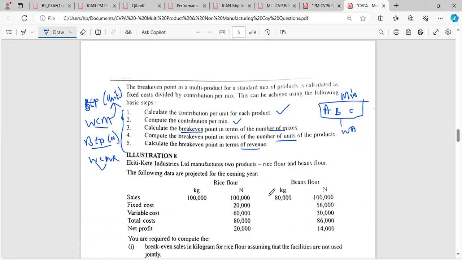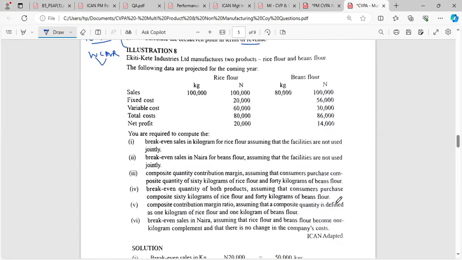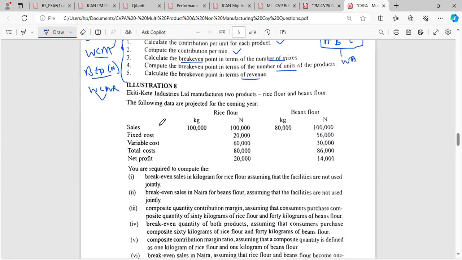So let's look at Ekitikete and see what this one tells us. It's an ICAN adapted question. What they gave us in this question is that Ekitikete Industries Limited manufactures 2 products, rice flour and beans flour. Now the following data are projected for the coming year. This is for rice and this is for beans flour. So this is the kg you will sell, and this is the Naira amount. If this is what you will sell and this is the Naira amount, then 100 divided by 100 is what? Per unit selling price. Does that make sense? This one, 200 divided by 80, is the per unit selling price for beans flour.